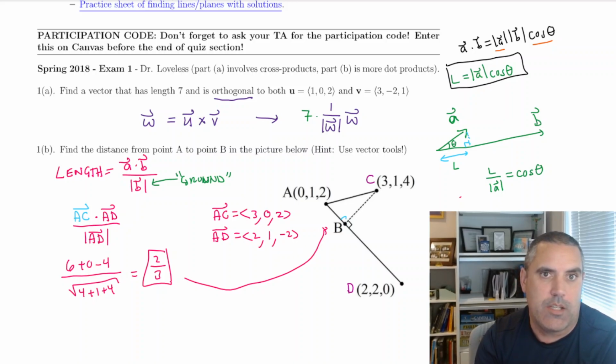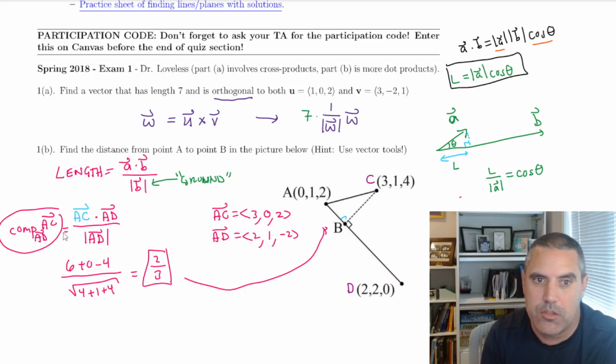Now, a few students have said, hold on, there's a second formula. What was that second formula? So what we just did was called the component of AC in the direction of AD. That's more of a physics term. That's not essential for this course. You just really need to know that formula.